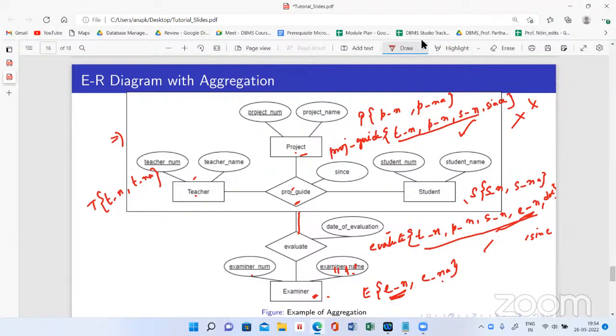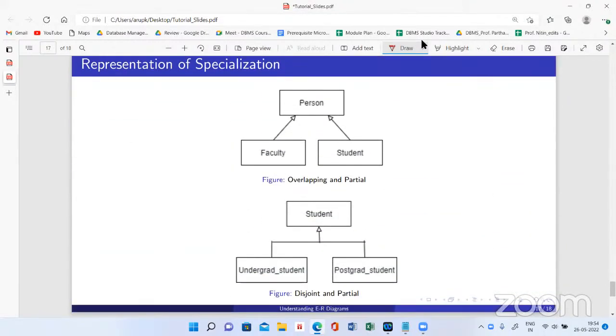Okay, now the last thing, the easiest thing: generalization and specialization. Basically, they are both the same thing. So I say a person is specialized into faculty and student. So I can say a person can be a faculty or a person can be a student. So faculty and student are the specializations of a person, right? So I'm taking a top-down approach. I say a person could be of two categories. One is faculty, another is student.